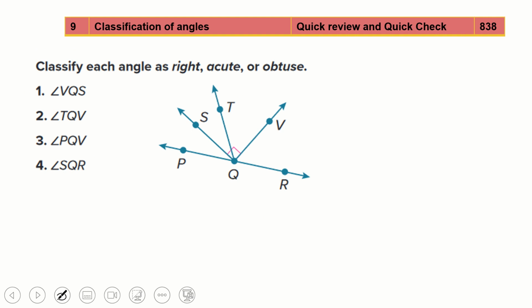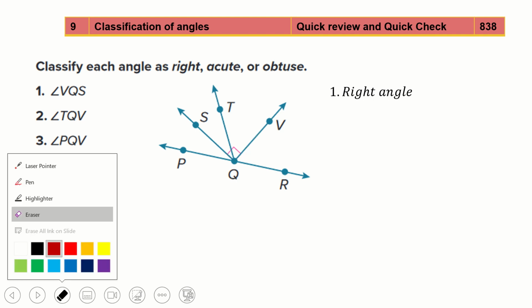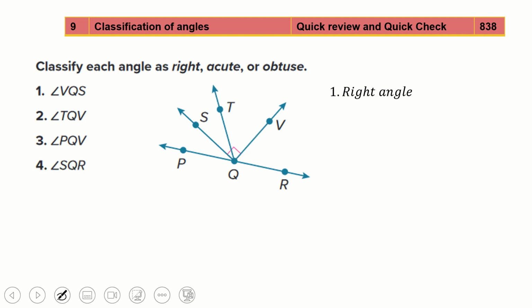So let's name these angles now. VQS. Notice that this is a right angle. The other one is TQV. We start at T, we go to Q, and then we go to V. This is less than 90, so this is an acute angle.